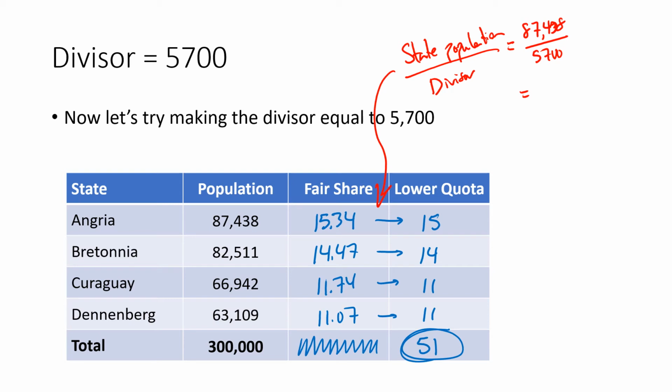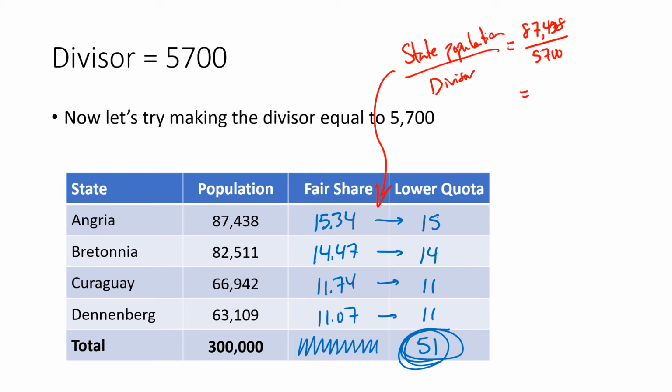But let's think about which way we want to go. We don't want to make the divisor even smaller, because that would make the fair shares even bigger, and potentially this sum of my lower quotas would be even higher. It's already too high. That means I need to bump the divisor back up to make the fair shares a little bit smaller, not too small, but a little bit smaller, so that those lower quotas add up to 50.